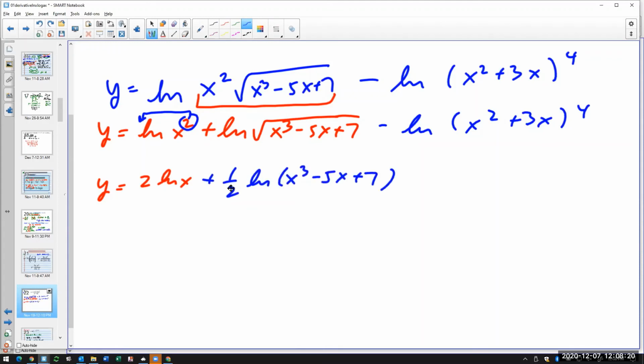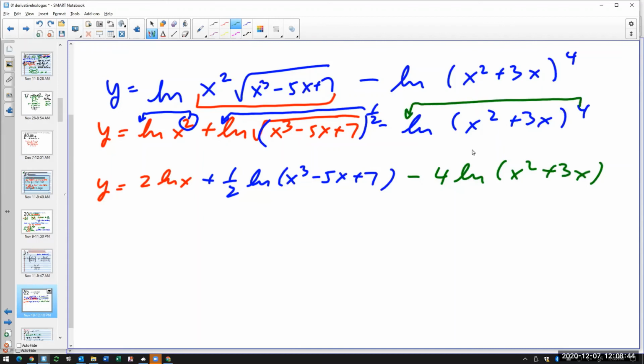Where did I get this 1/2? Because this is really raised to the 1/2 power. I can move it to the front of the log, not to the very front. Some students will pull it to the very, very front. No, it only pulls to the front of whatever log you're working with. And finally, this power here, the 4, is still a minus, so minus 4, but you can pull it to the front of the log. Just the front of the log, not just anywhere. Everybody good so far?